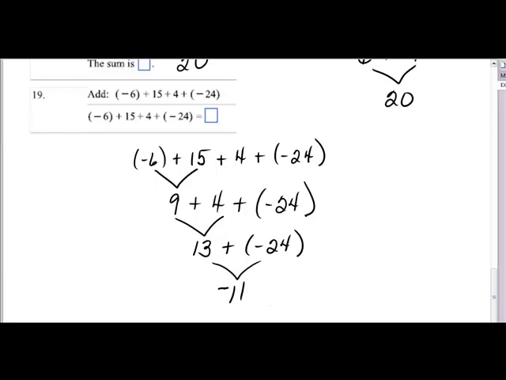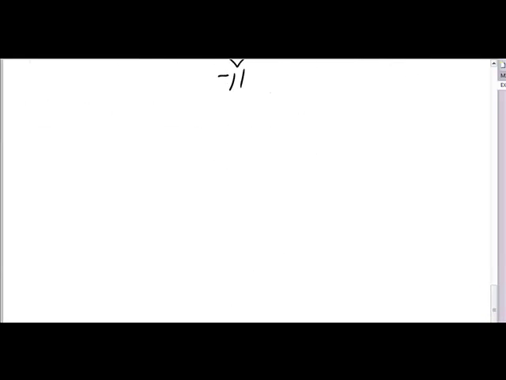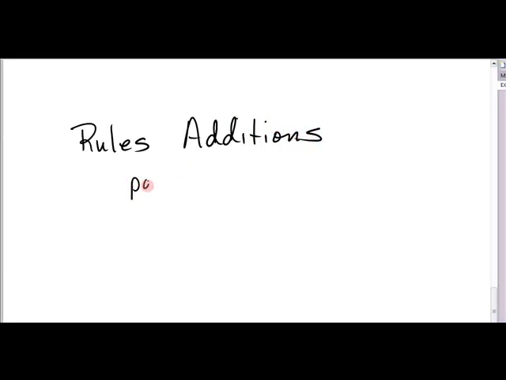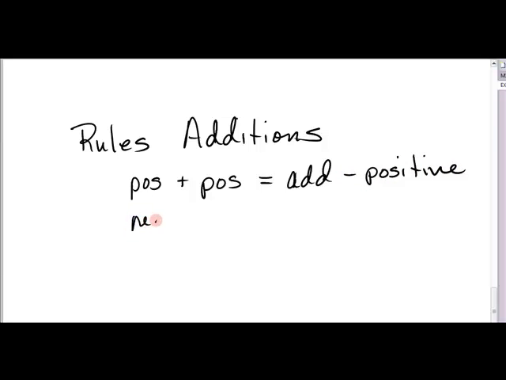Okay, so let's summarize the rules. When I get these written down, you might want to pause or at least write them as we go along. This is for addition of integers. If you have a positive plus a positive, you add and you will get a positive. If you have a negative plus a negative, you will add and you will get a negative.